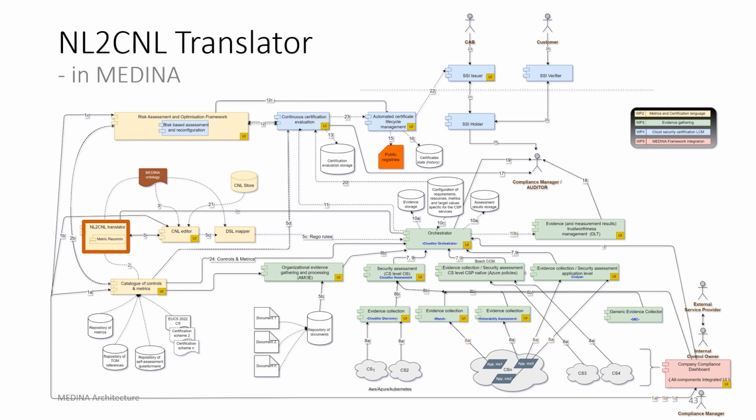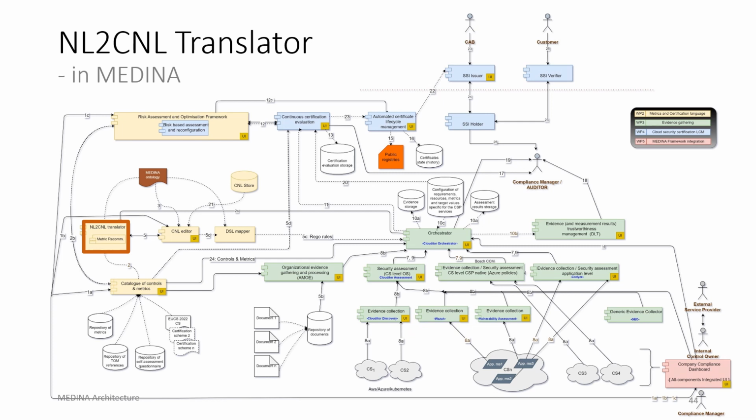This diagram shows how the NL2CNL translator fits in MEDINA. The input data comes from the catalog, requirements and metrics, and from the orchestrator, to obtain the link to the cloud service to be evaluated. The output are REO objects that are sent to CNL Editor for modifying obligation information.